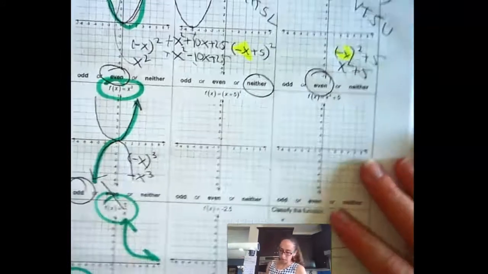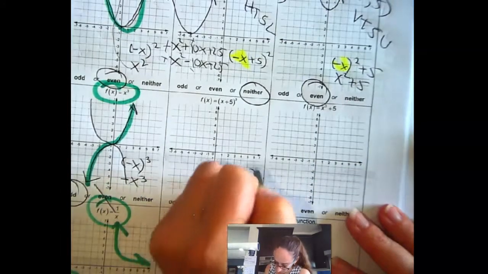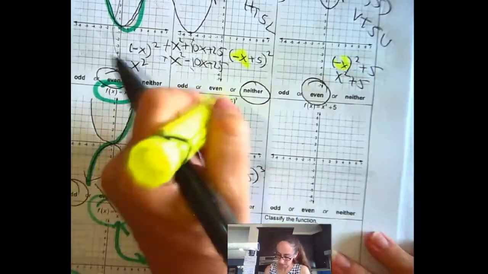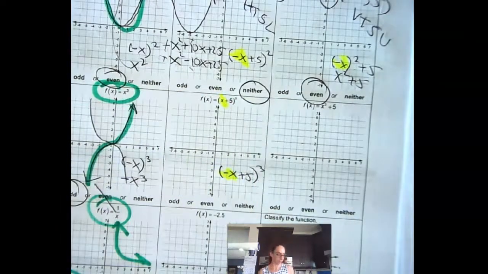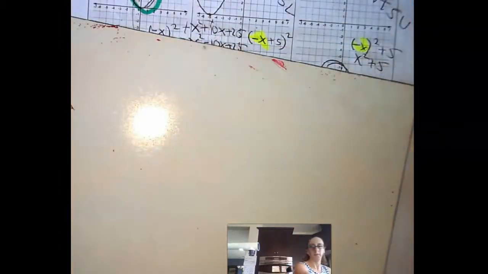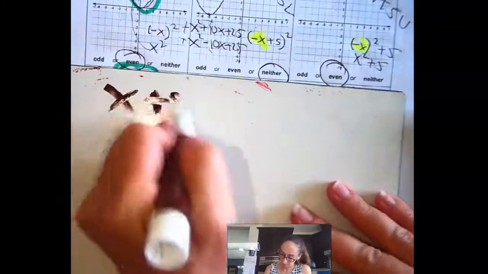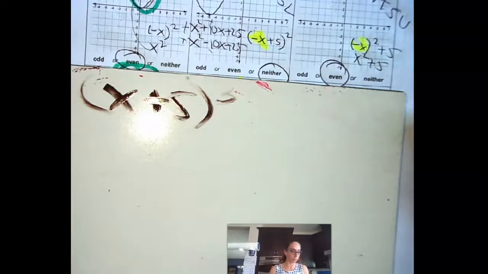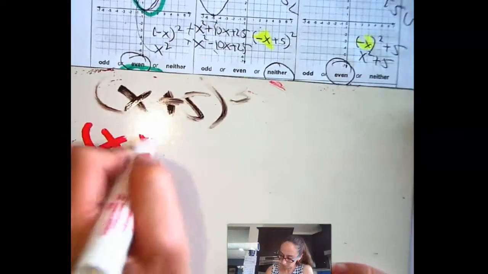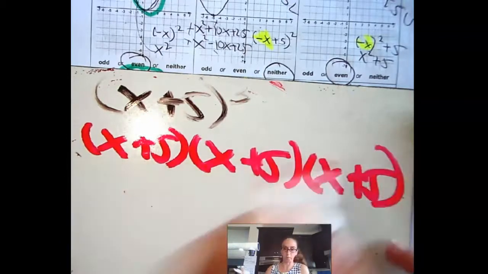Let's do this one. If I do this one, I plug in negative x plus 5 cubed. I'm taking the x, I'm plugging it in. Now, if I was going to do that one, let me get a different color here. If I have x plus 5 cubed, oh man, this pen is not awesome, back to red. That means it's really x plus 5 times x plus 5 times x plus 5.